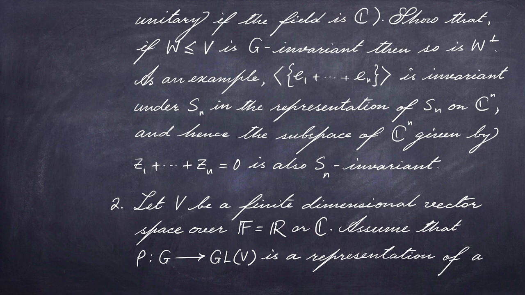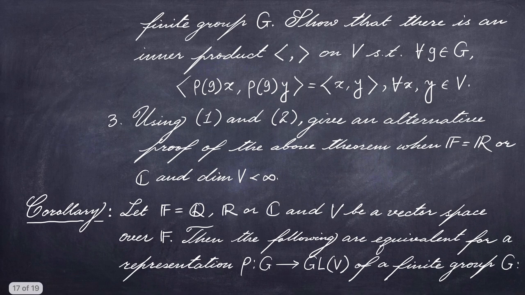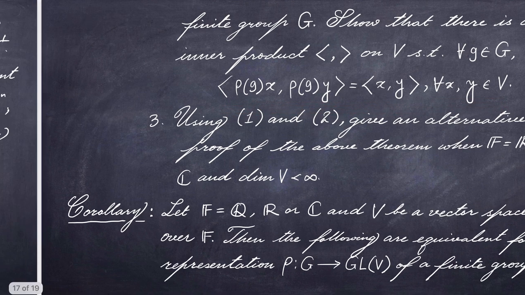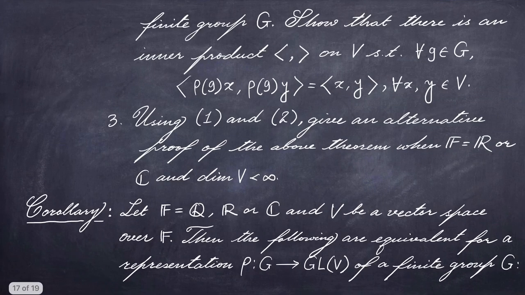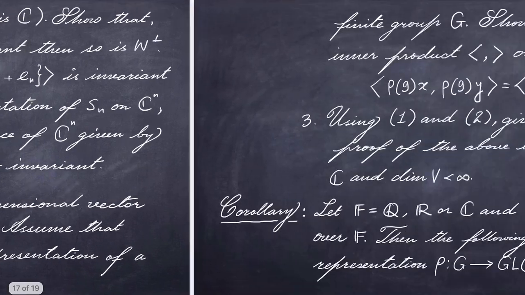The second exercise says that if we are given a finite dimensional vector space where a finite group has a representation, then we can define an inner product on this vector space such that this happens. Let me explain the exercise once again. We are given a finite dimensional vector space where a finite group has a representation. Then we can make V an inner product space in such a way that each of these operators will be orthogonal or unitary.